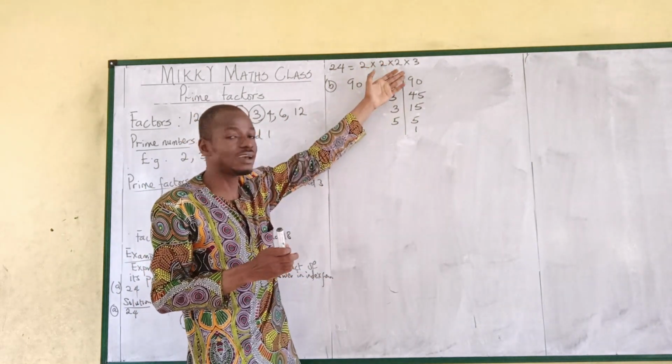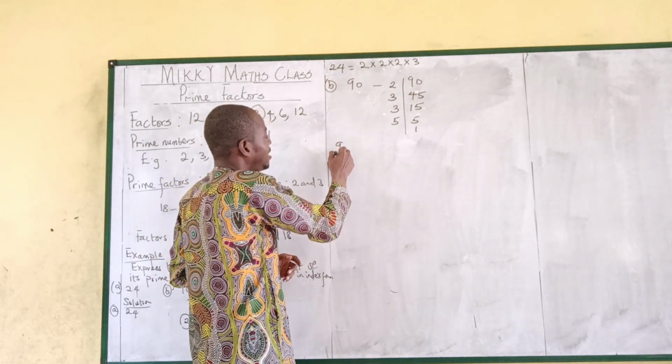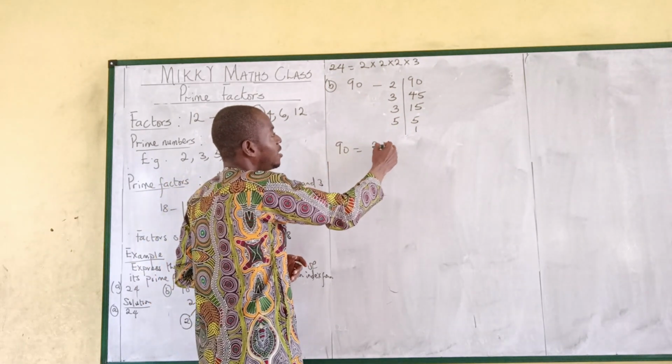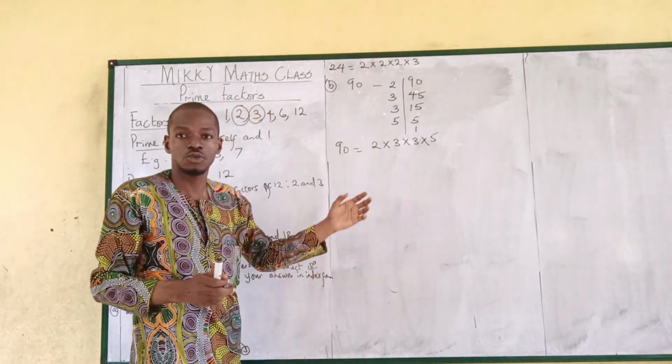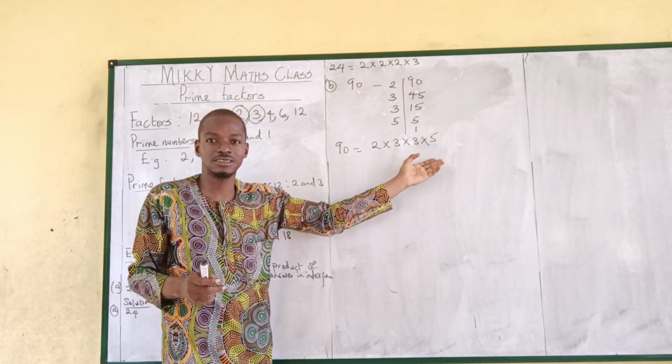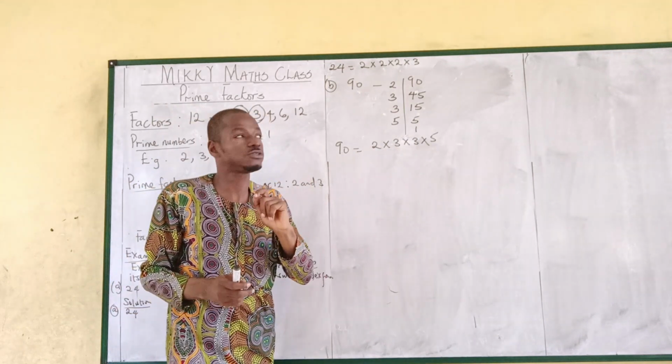We have ended up breaking down the 90 up to 1. Now 90 will be 2 times 3 times 3 times 5. So we have broken down 90, or expressed it, as a product of its prime factors.